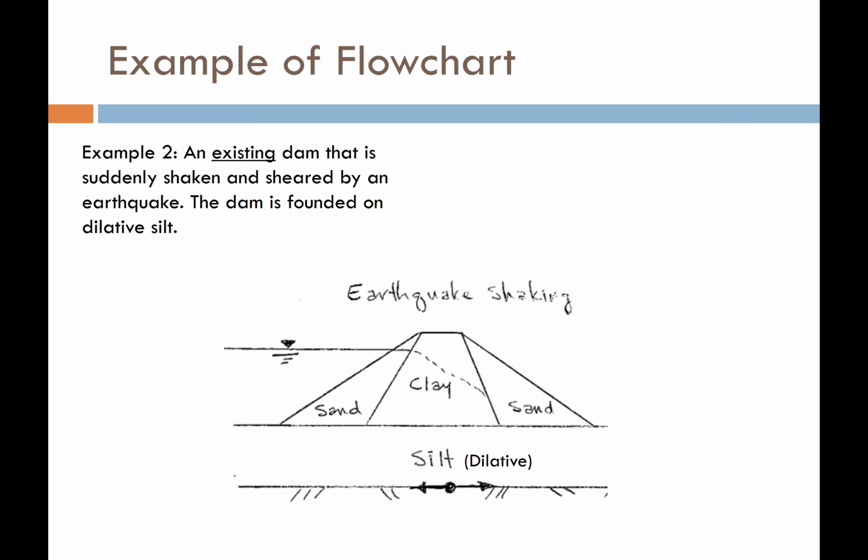Let's say now that we have an existing, and I want to emphasize the word existing, dam that is suddenly shaken and sheared by an earthquake. The dam is founded on a dilative silt layer. So we want to know the shear strength of that silt layer, just in case we can see this failure surface coming through the dam and down into that silt layer. We may want to know what the shear strength of that silt is. So which failure envelope would we use for this case?